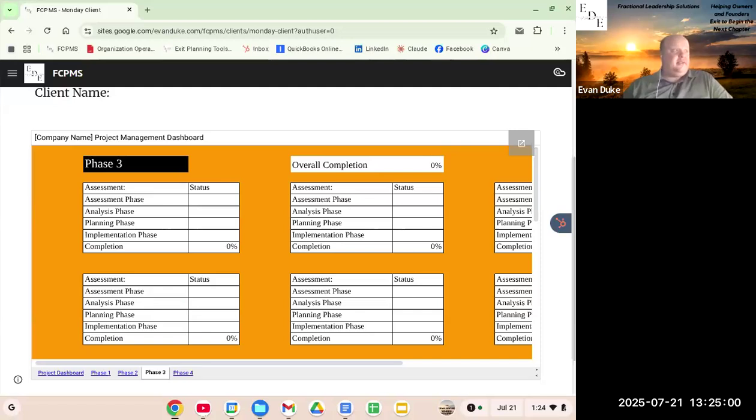So we can just see, are we in the assessment phase? Are we analyzing it? Are we planning based on the results? Or are we implementing it? And the beauty of this is if we have multiple assessments going on, because it's a large company, we can do multiple things at once and see how things are tracking.